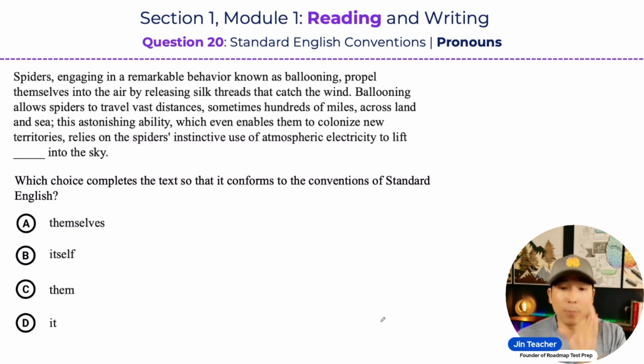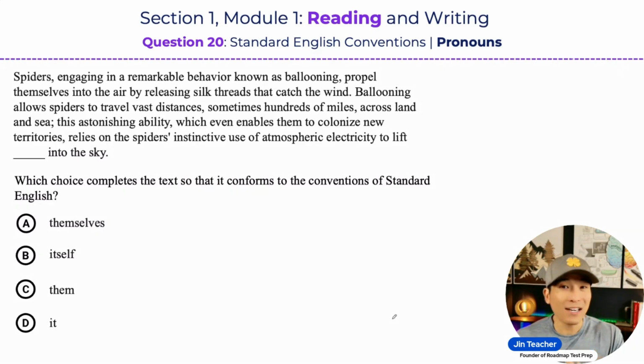Now, guys, pro tip: when you're tested on pronouns, don't make pronouns harder than it needs to be. Pronouns just have to be two things. They have to be grammatical and they have to be logical. So what does it mean for pronouns to be grammatical?